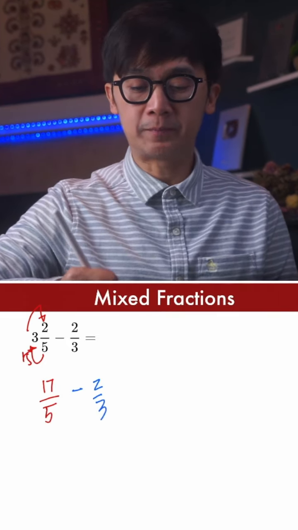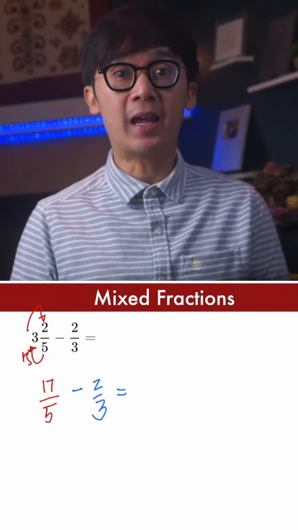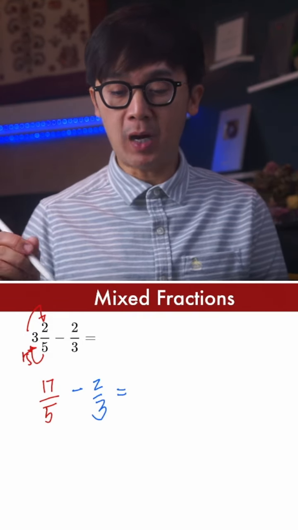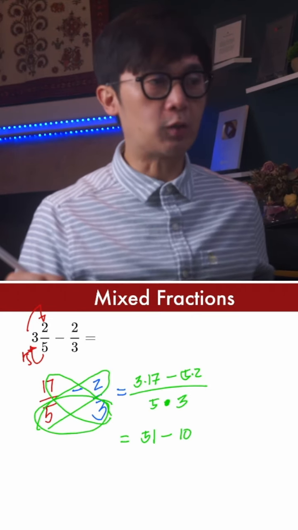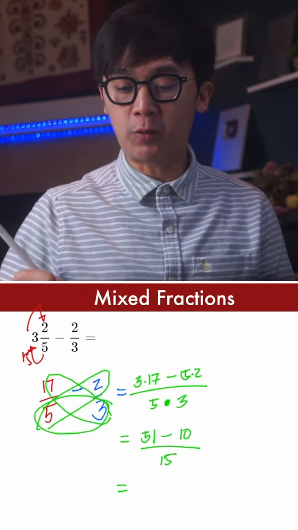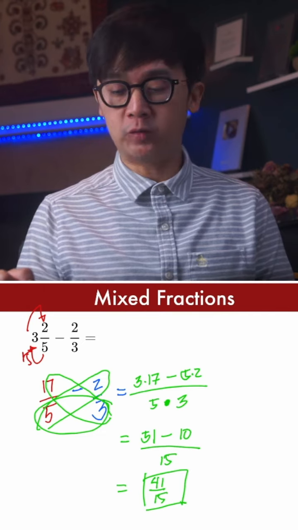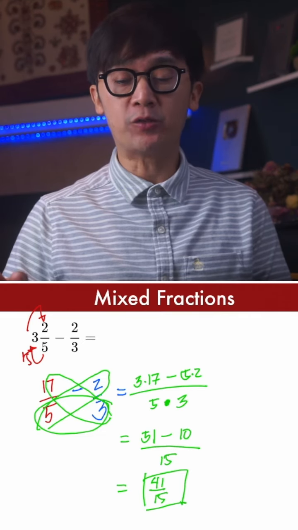Subtract natin ito kay 2/3. At since magkaiba yung kanilang denominator, gamitin natin si butterfly method. Minus over, and 3 times 17 is equal to 51, minus 10 is 41. Meron tayong 41 over 15. And we can convert this into a mixed number.